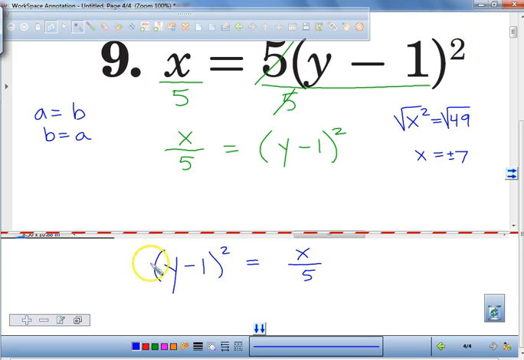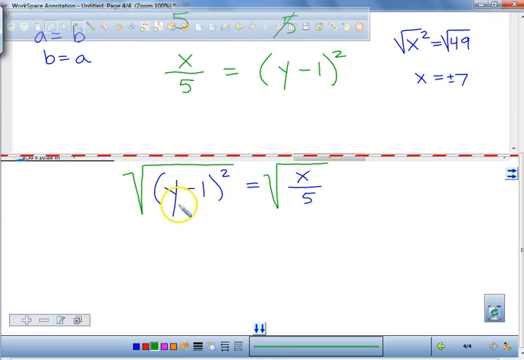So what operation do I have to do to get rid of the square? That's where what function takes place? The square root function. So we have to take the square root of this side, and we have to take the square root of this side. Okay. What's the square root of y minus 1?